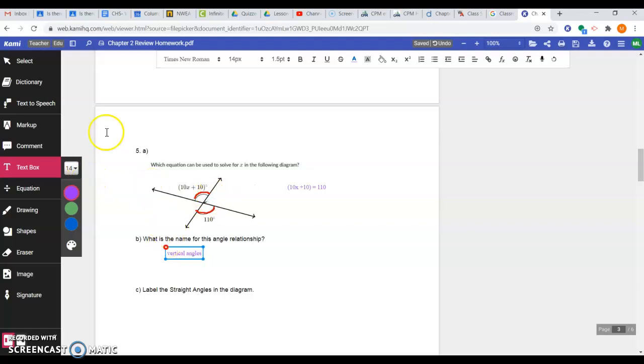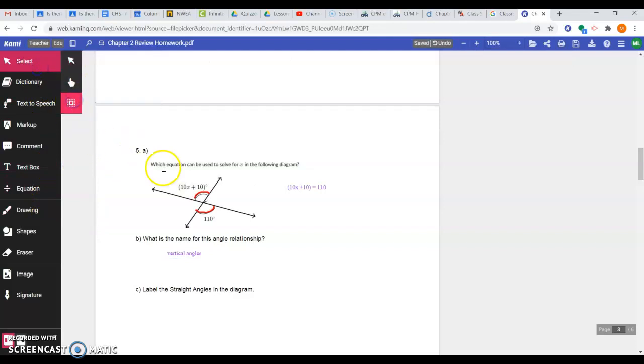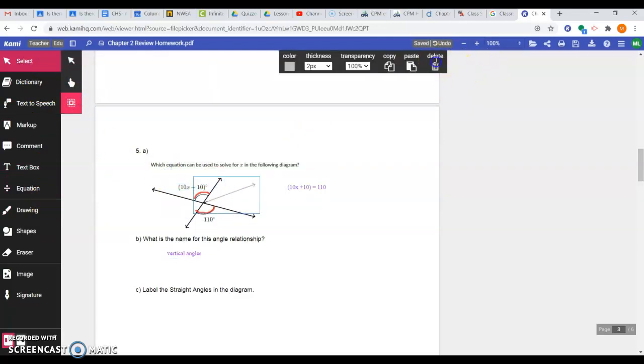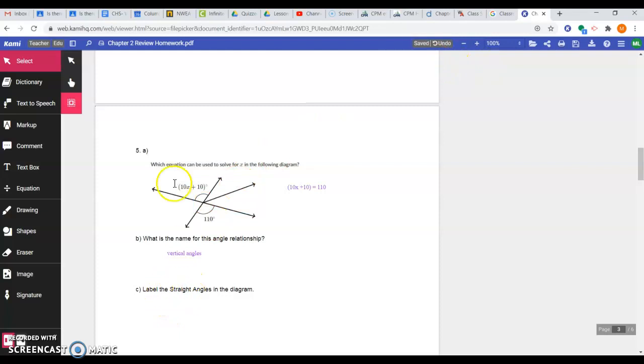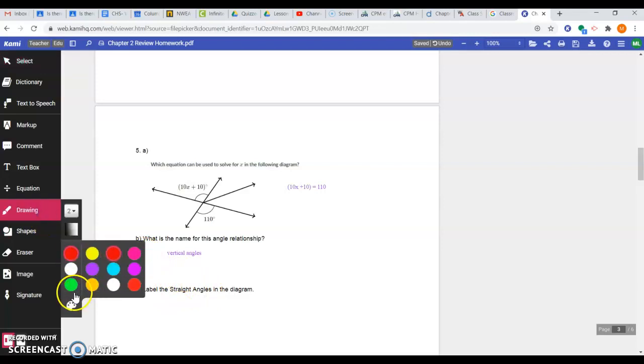And then the last part here, I'm going to try to just clear the ink so we can see everything on this problem again. It's just looking for us to draw or label all of the straight angles, meaning we want to label all of the supplementary angles in this diagram. So I'm going to use green here to do one of them. So we can see that straight angles are, again, the supplementary ones, the ones that form a straight line.